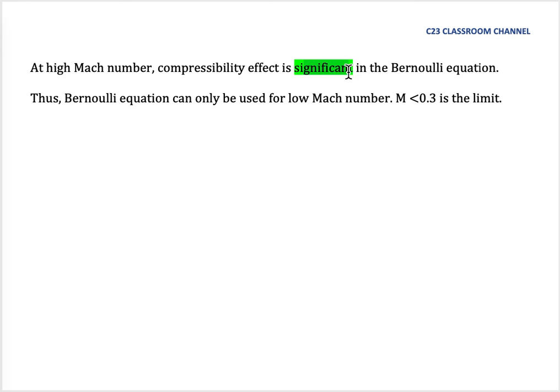Significant compressibility effects mean the density will change, which will ruin the calculation of the Bernoulli equation. So the Bernoulli equation can only be used for low Mach number, and usually we take Mach number 0.3 as the limit. More than Mach number 0.3 is considered compressible flow, so we need to use the compressible flow isentropic flow equations.